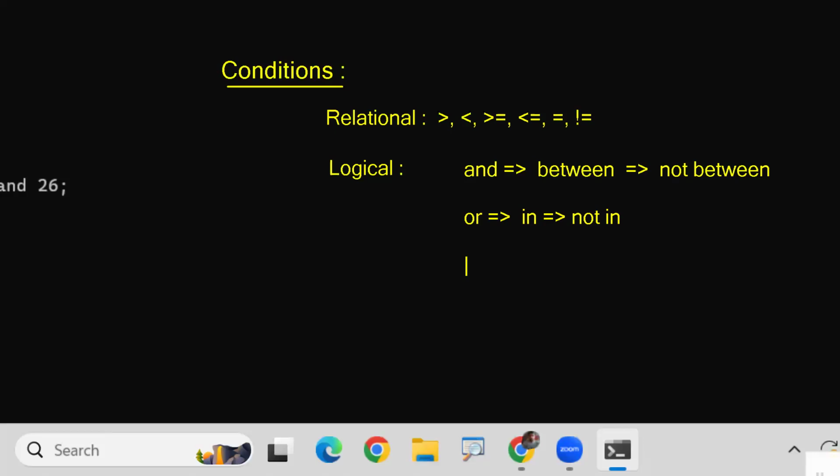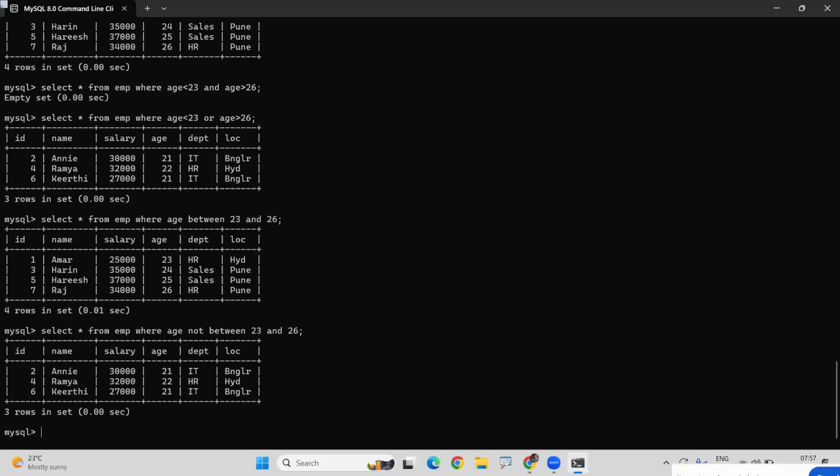Next one. One operator is the LIKE operator. So what is that LIKE operator? Here it is. Same, whenever you are working with the strings only. Whenever you are working with the strings.